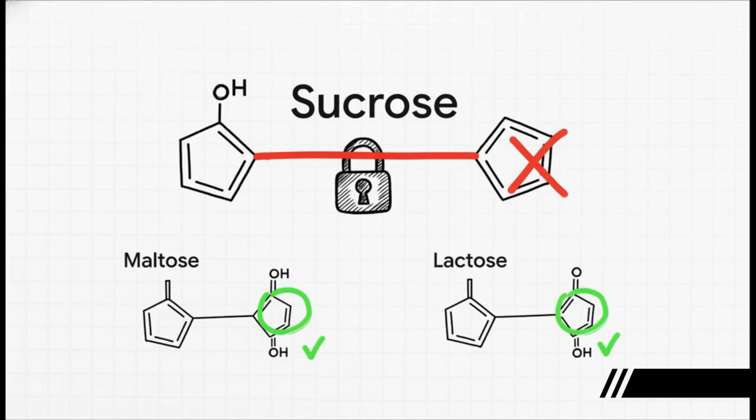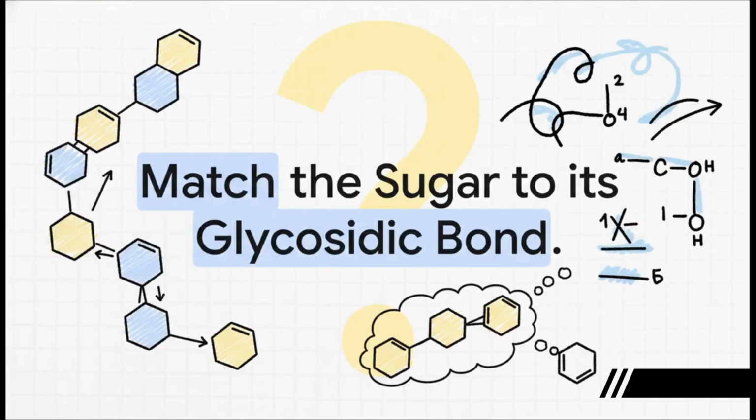Okay, you're back? The correct answer is, of course, C, sucrose. And why? Remember our trick? Sucrose is stuck. Its anomeric carbons are both locked up in that bond, so there's no free end available to react. On the other hand, maltose and lactose both have that free anomeric carbon, which is what makes them reducing. Hey, if you got that one right, give yourself a pat on the back. Awesome job. Ready for another one?